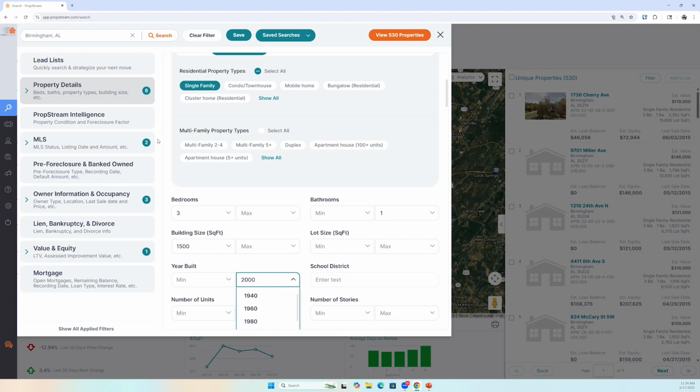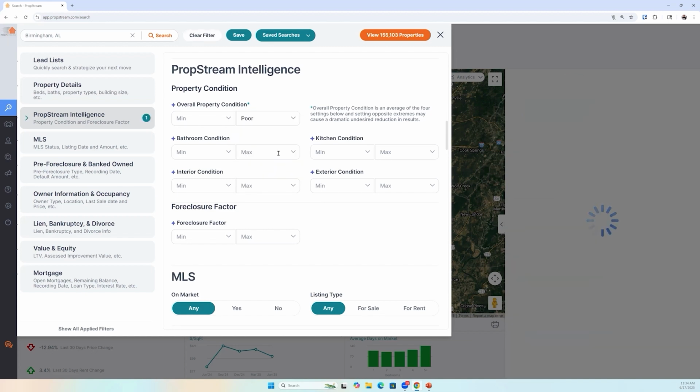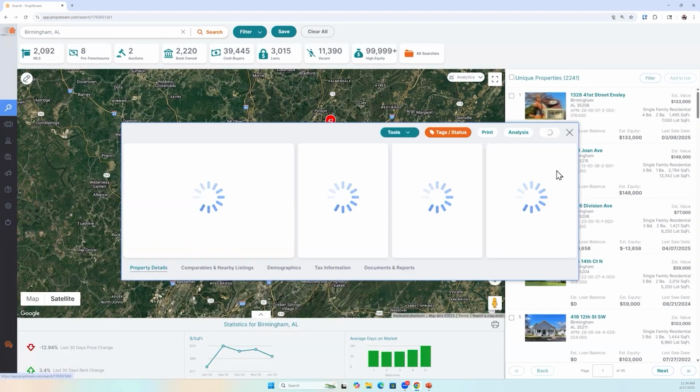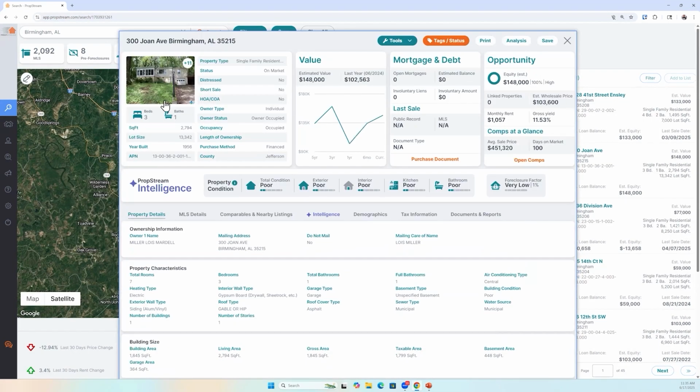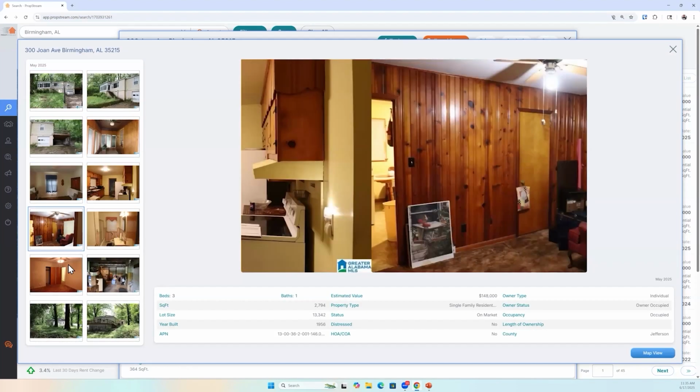If I was a fix and flipper, one of the data sets I would use right now that's currently new and hot is our PropStream Intelligence filter. One of the things we've done is use AI data to analyze property photos that are on the market. When a property hits the MLS, we analyze those photos and you can filter based on the grade. So in this case, show me all the properties in less than poor condition. It's going to go through those property photos, and as you can see here, here's a property in Birmingham, Alabama, and our AI went through these photos, and that property definitely needs a facelift.